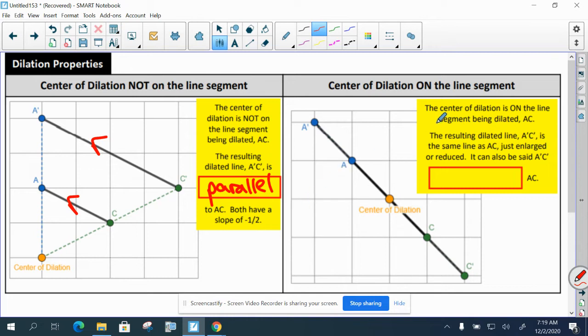Both have a slope of -1/2. And then the center of dilation is on the line segment being dilated. The resulting dilated line, A'C', is the same as AC, just enlarged or reduced. It can also be said that A'C' in this case would be twice AC. I think that's what they wanted us to say, or the same thing as, or the same line. So if you made an equation for both of these line segments, they would be the same.